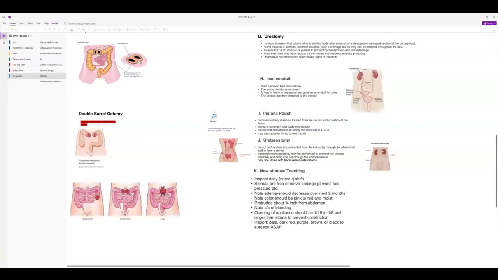The opening of the appliance, remember in Fundamentals Lab you did this, needs to be 1/16 to 1/8 inch larger than the stoma. You need to report pale, dark red, purple, brown, black to the surgeon ASAP.